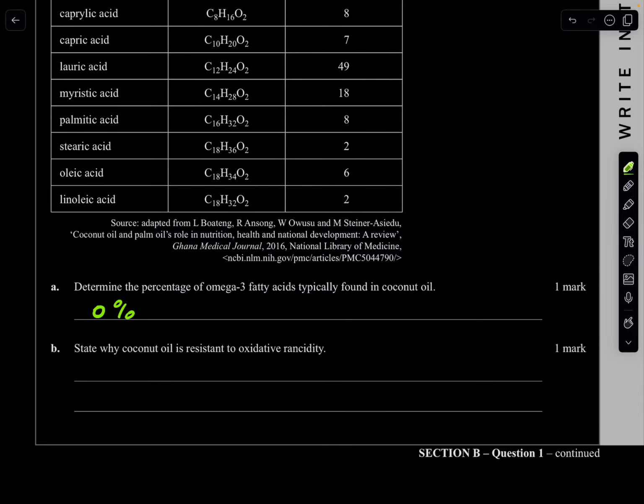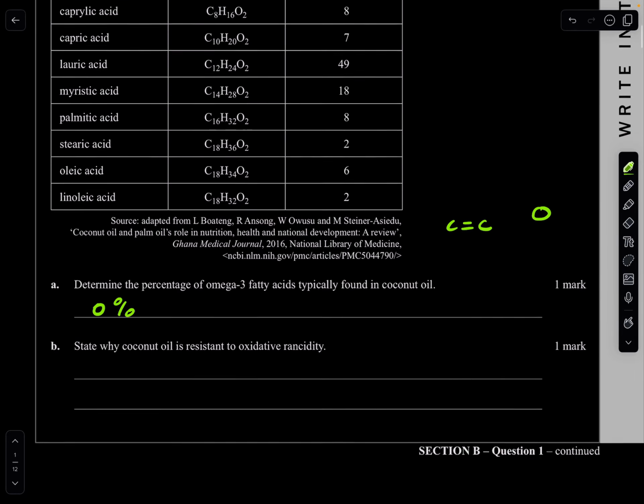State why coconut oil is resistant to oxidative rancidity. Absolutely, this is easy. Remember, oxidative rancidity only occurs when there are carbon-to-carbon double bonds. Oxygen is very reactive to those double bonds, so it wants to react. When it reacts, it forms ketones and aldehydes, which give that musty smell, which is oxidative rancidity. But because this composition doesn't have any carbon-to-carbon double bonds, there is no way it's going to go through oxidative rancidity. There are ways, of course, but in terms of the study design, there are no carbon-to-carbon double bonds, which is great. So that's why it's resistant.